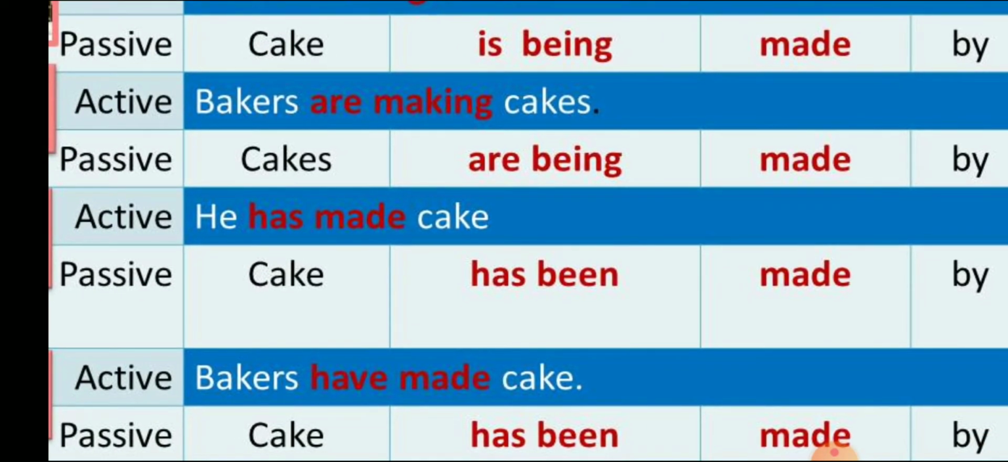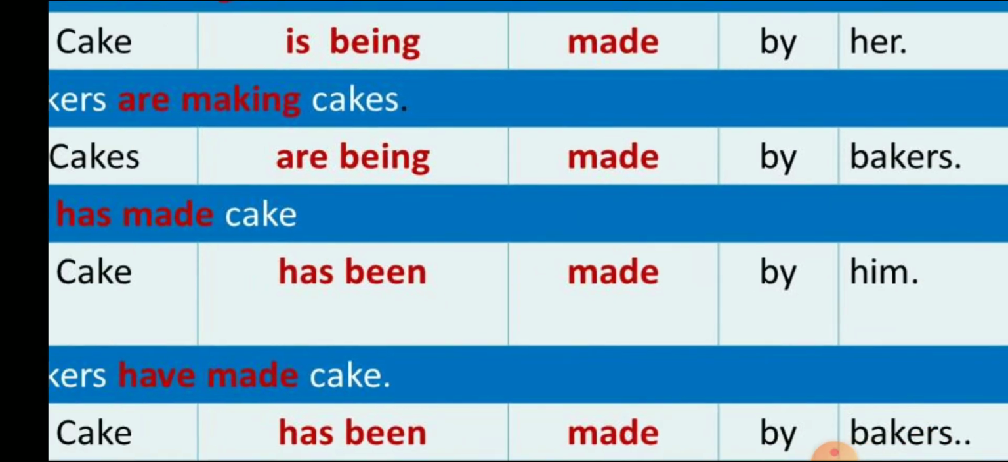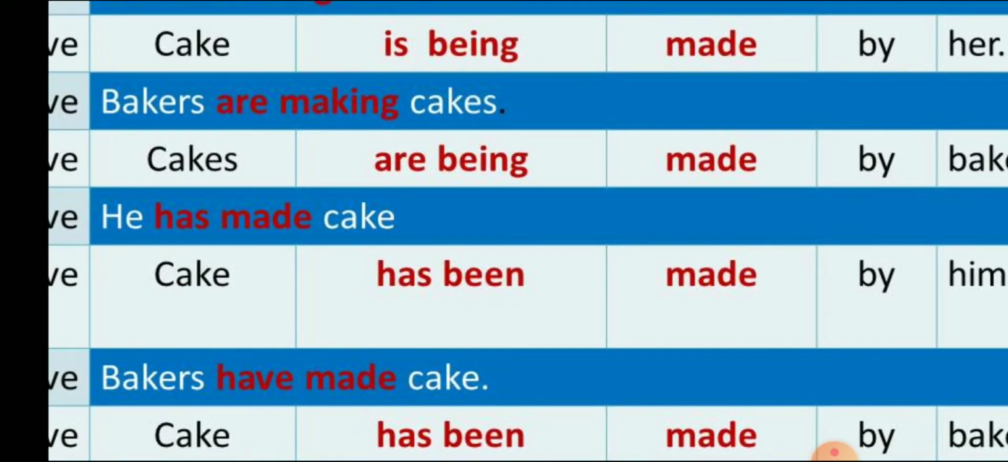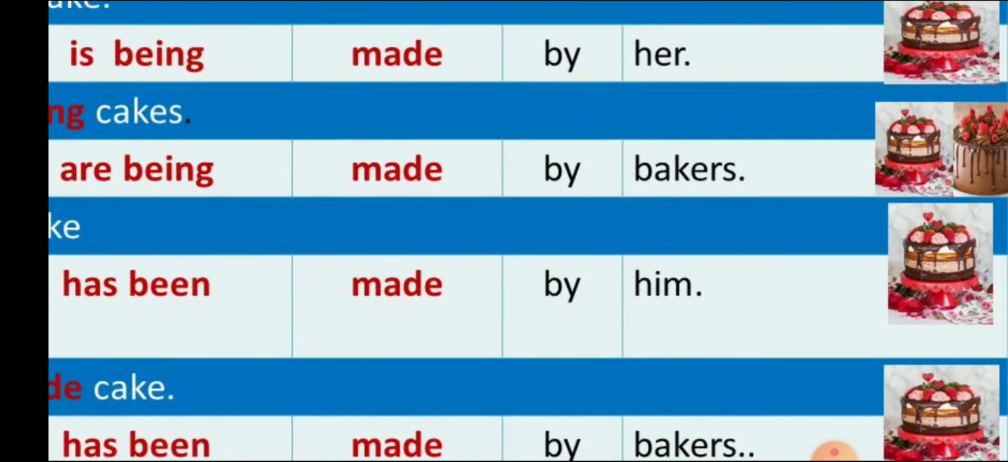Next, bakers have made cake. Here bakers is plural, so it agrees with the auxiliary verb have made. So bakers have made cake. Interchange the subject and object. Cake has been made by bakers. Here why have we written has? Because cake is singular form, so it should agree with the auxiliary verb has. So cake has been made by bakers.